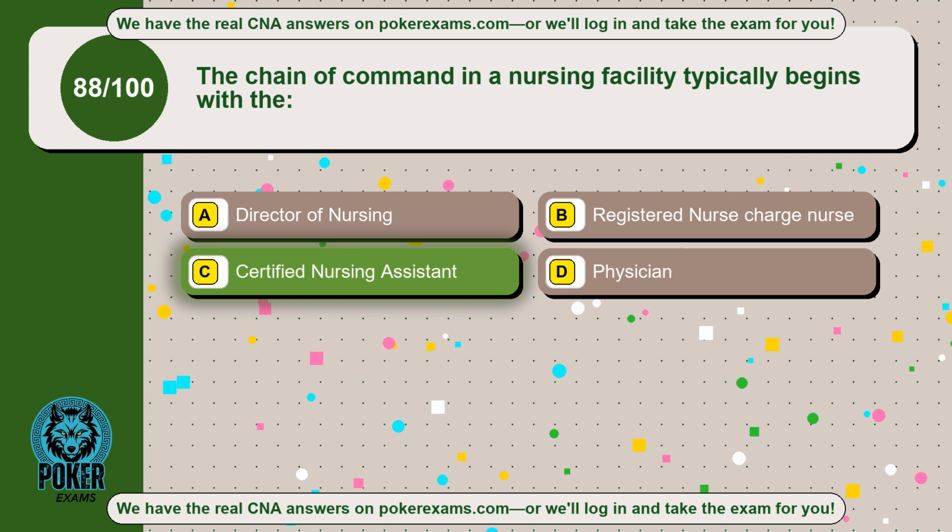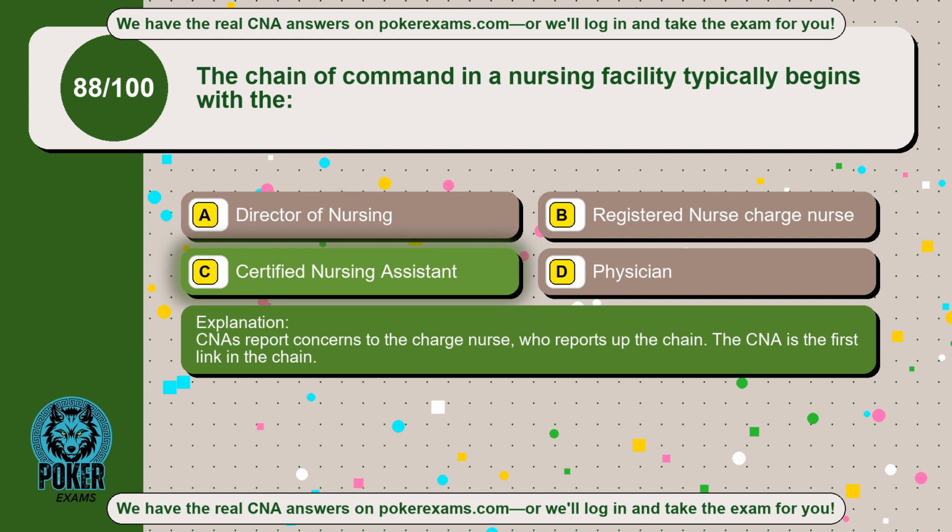Certified Nursing Assistant. CNAs report concerns to the charge nurse, who reports up the chain. The CNA is the first link in the chain.